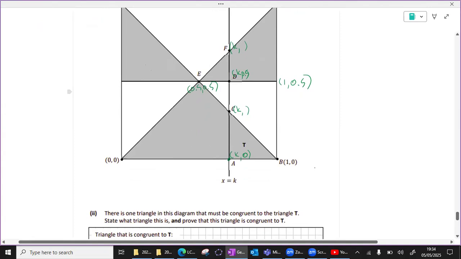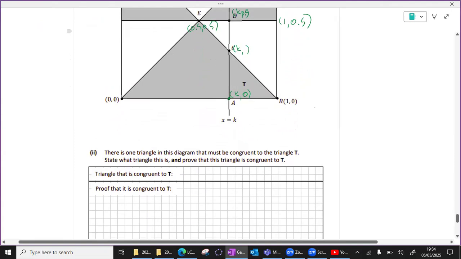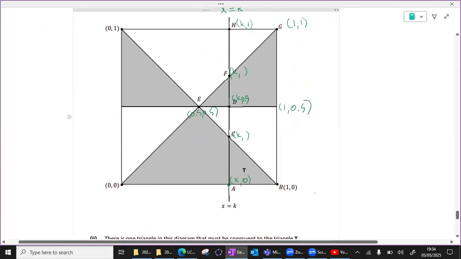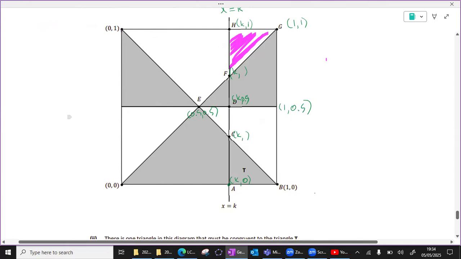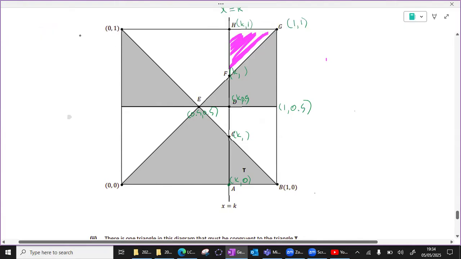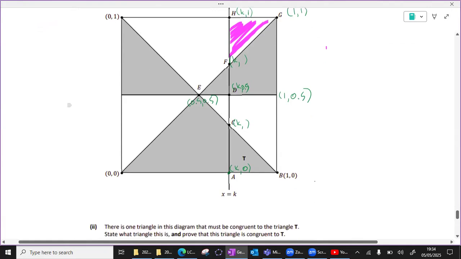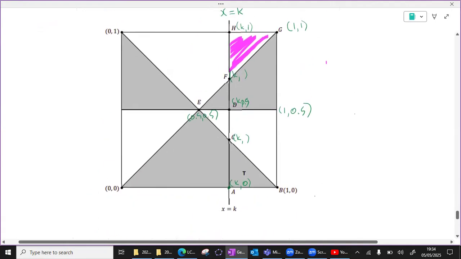So what's the question? There is one triangle in this diagram that must be congruent to T. State what triangle this is and prove the triangle is congruent to T. I think it's pretty obvious, I hope it is to you guys, that the only triangle that looks the same as T is the pink one that I've highlighted. So we're going to say that triangle HFG is congruent, and now we're going to have to prove that.